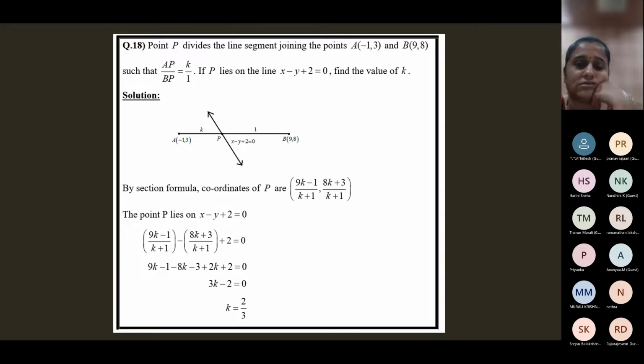You can see the representation of the information. A, B, there's a line. P lies on that line also. P lies on AB. P also lies on that line. So that means P is the point of intersection of AB and that other line. Because P lies on two lines, one line segment and one line, at the same time. P lies on AB, P lies on the line x minus y plus 2 is equal to 0. How can it lie on two lines at the same time? So that means they intersect and the point of intersection is P.